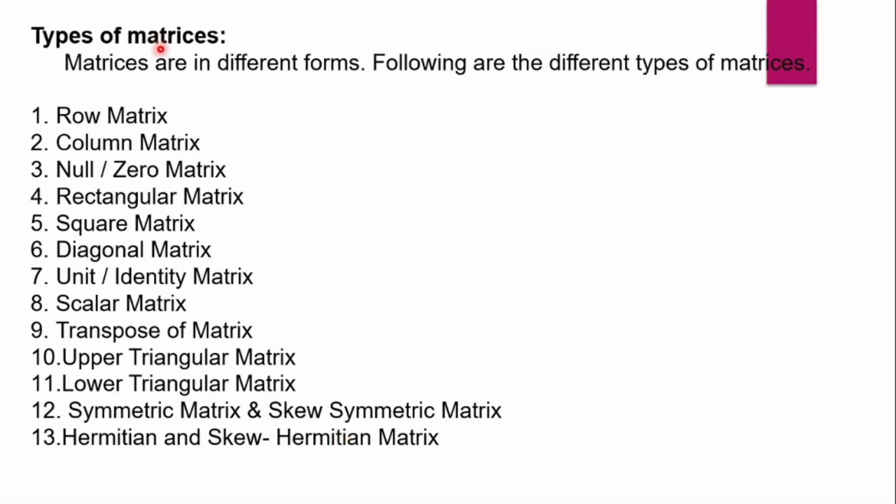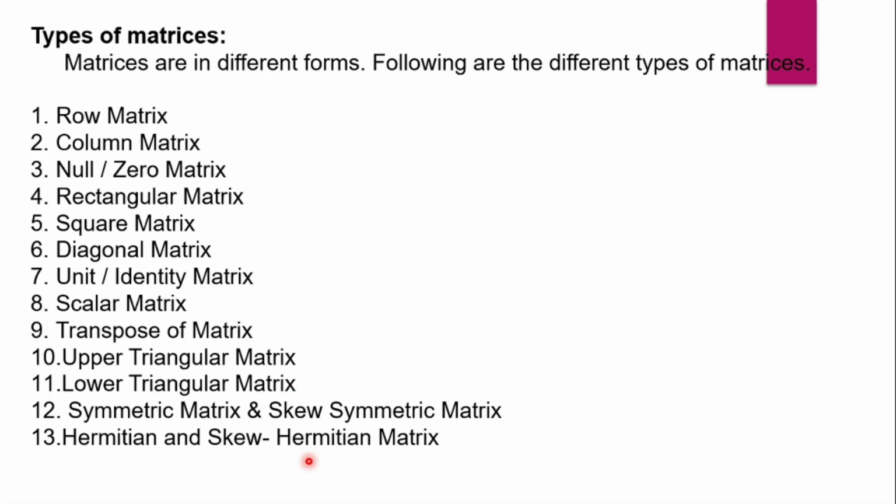Now let's talk about types of matrices. Depending on the form, matrices are of different types. I have listed 13 types of matrices. There are many more, but in this lecture we will cover these. First is row matrix, second is column matrix, third is null or zero matrix, fourth is rectangular matrix, square matrix, diagonal matrix, unit or identity matrix, scalar matrix, transpose of a matrix, upper triangular matrix, lower triangular matrix, symmetric and skew symmetric matrix, and Hermitian and skew Hermitian matrix. So let's see all the types of matrices one by one.